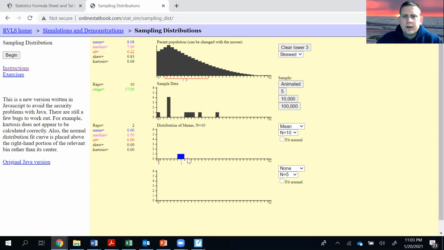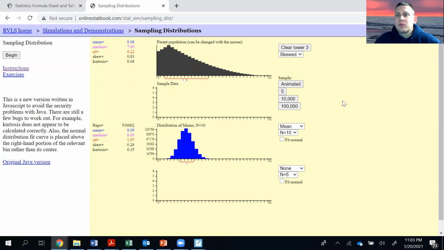It looks kind of skewed, right? What happens if we do it 10,000 times? What happens if we do it 100,000 times? Kind of looks normal, doesn't it? It is. When your sample size gets large enough, this is the binomial approximation that we talked about.